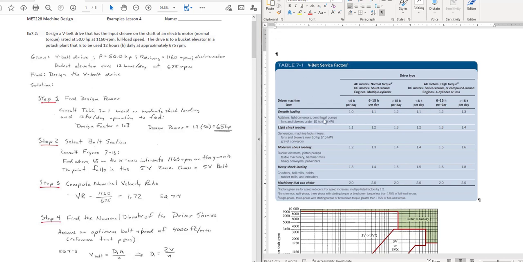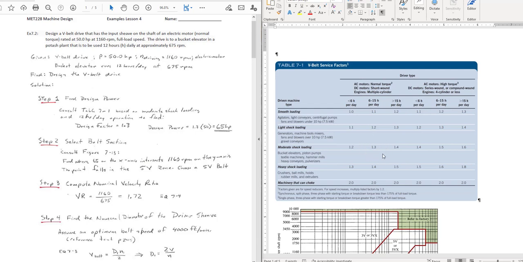What we're going to look at here is we've got a normal torque AC motor, which is going to be driving our system, and then we're going to be operating that system 12 hours a day. So that's in this column here. And now we need to select this column here. The type of machine: smooth loading, agitators, conveyors, stuff like that. Light shock loading would be generators. Moderate shock loading, those are bucket elevators. So this is where we want to be. So our number for design factor is going to be 1.3. We're going to read it off of this.